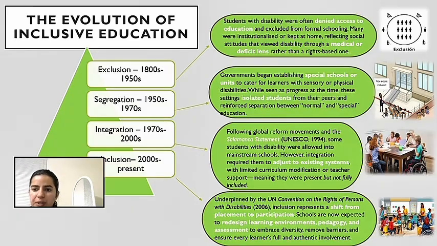Historically, education for students with disability progressed through four phases: exclusion, segregation, integration, and finally inclusion. For decades, learners were denied access to mainstream schooling altogether. Segregated settings emerged in the mid 20th century, offering special education but still isolating students from their peers. By the 1970s and 80s, integration became more common. Students with disability were physically placed in mainstream schools but expected to adapt, the reverse of schools adapting to learners. Inclusion is not about presence, it's about participation and belonging.